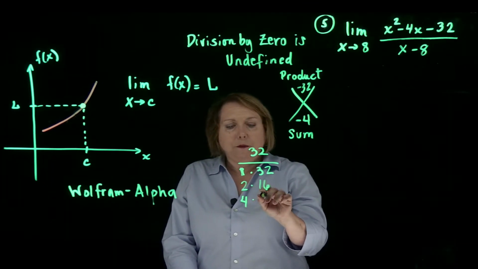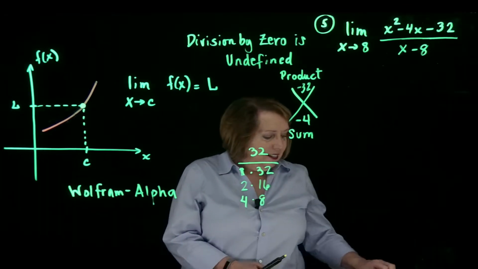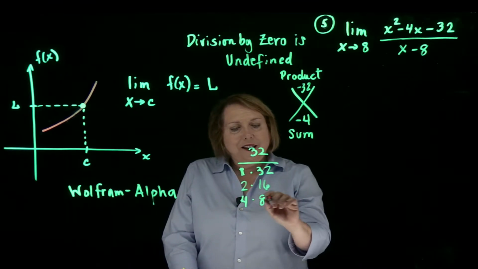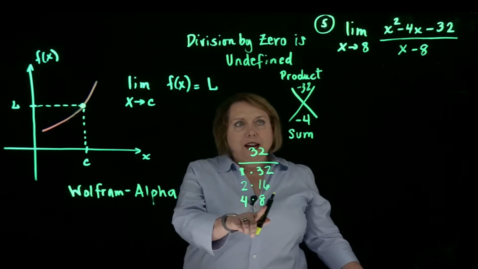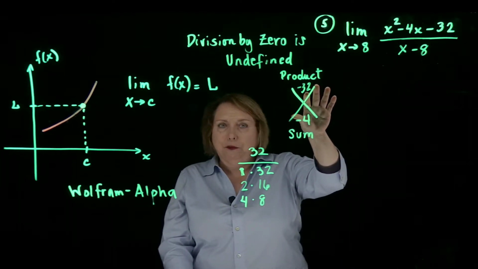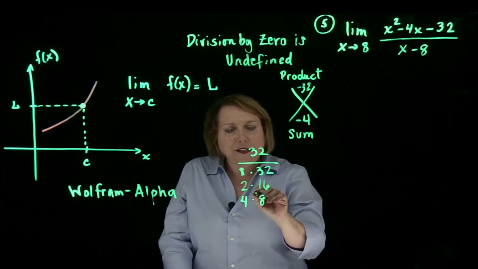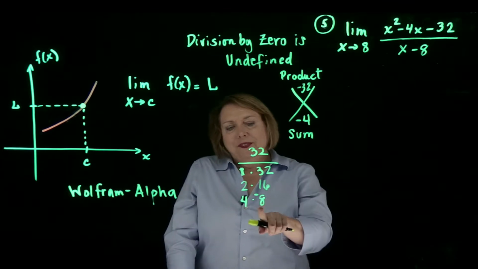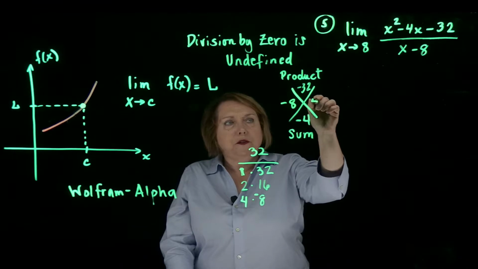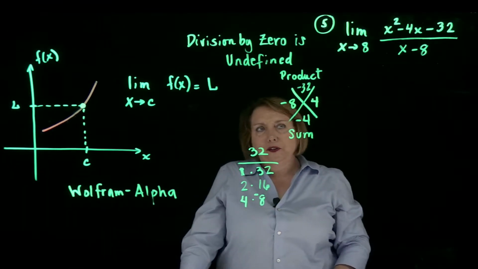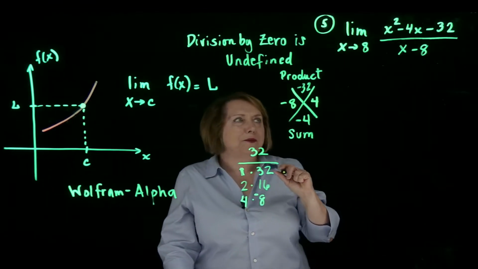Well, I know that 4 times 8 is 32, and that's an interesting one there because I can see that I could take combinations of 4 and 8. One of them is going to have to be negative for me to get a product that's negative 32. And if I need a negative sum, then it means that the larger value, the 8, is going to be the negative number. So negative 8 times positive 4 gives me my negative 32. Negative 8 plus 4 is going to give me my negative 4.